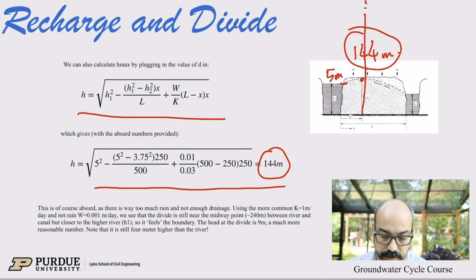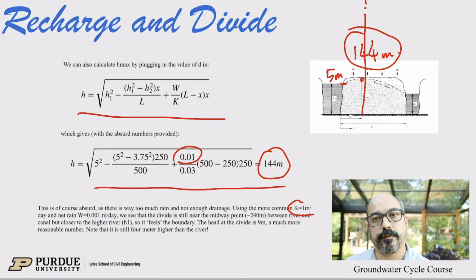Now the reason is because K in the example given was very, very low, 0.03 meters per day. Remember that K should be in meters per day for a fine sand or something that's normally conducive. So 0.03 meters per day is a very low permeability formation, soil. The other side of that is the rain. The rain here is given as 0.01 meters per day. 0.01 meters per day is a lot of rain.